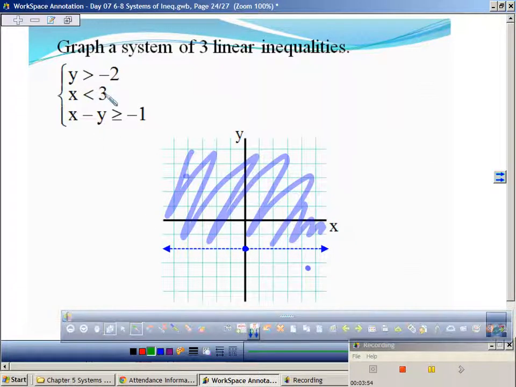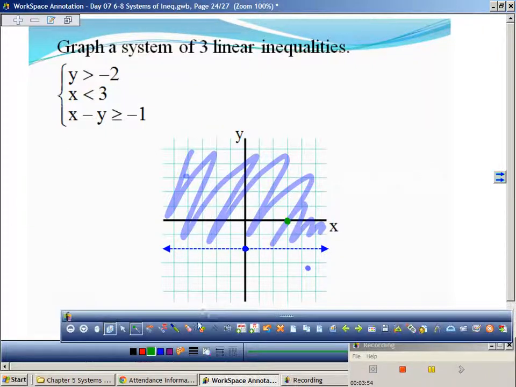Next one, x is less than 3. Okay, do I go on the x-axis or the y-axis? X, and I go over 3. And I draw a line. Is this going to be a zero slope or an undefined slope? Undefined. Solid or dotted? Dotted. Am I going to shade positive of this line or negative of this line? Negative of this line. So everything on this side.